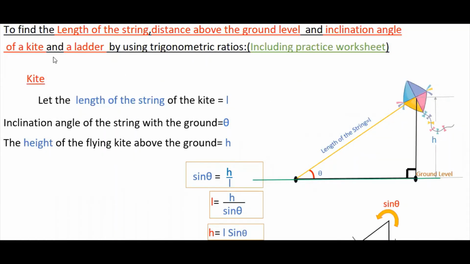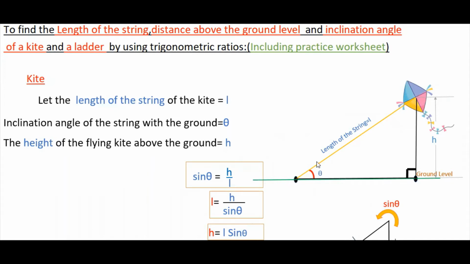Hello everyone. Today I am going to tell how to find the length of the string, distance above the ground level, and inclination angle of a kite and a ladder by using trigonometric ratios. If you see this figure, let the length of the string of the kite be L, and the inclination angle of the string with the ground. So this is the string and this is the ground level.